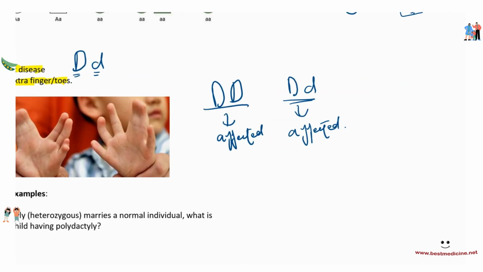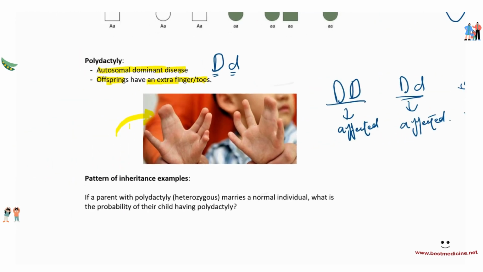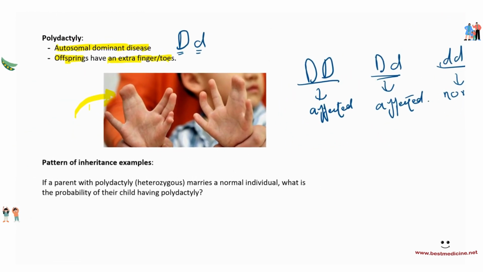But if they have two small d's in their genotype, homozygous recessive, then they are normal. Only then they are normal. So that is how dominant diseases work. So let's do a couple of questions for this. By the way, dominant diseases will be present in every generation. You'll understand this in a bit. But let's do some questions on this.